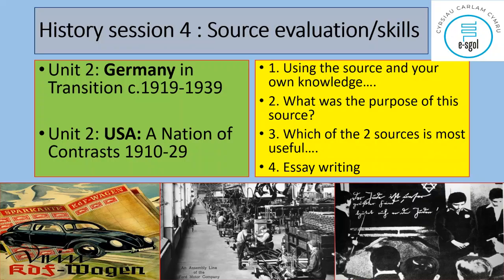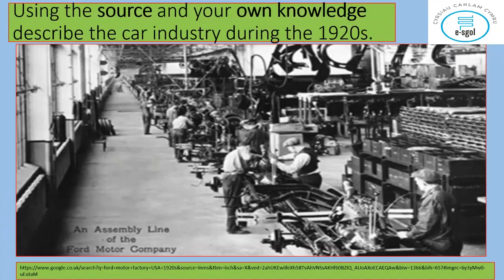So I can start by looking at a question 1, source and knowledge question, which you'll be accustomed to, I'm sure, and it's questions which I have raised already in the previous session 2 weeks ago. So I'm going to start with looking at this one. It's a question from the USA topic, using the source and your own knowledge to describe the car industry during the 1920s. Now, clearly, a source question like this requires 2 elements.